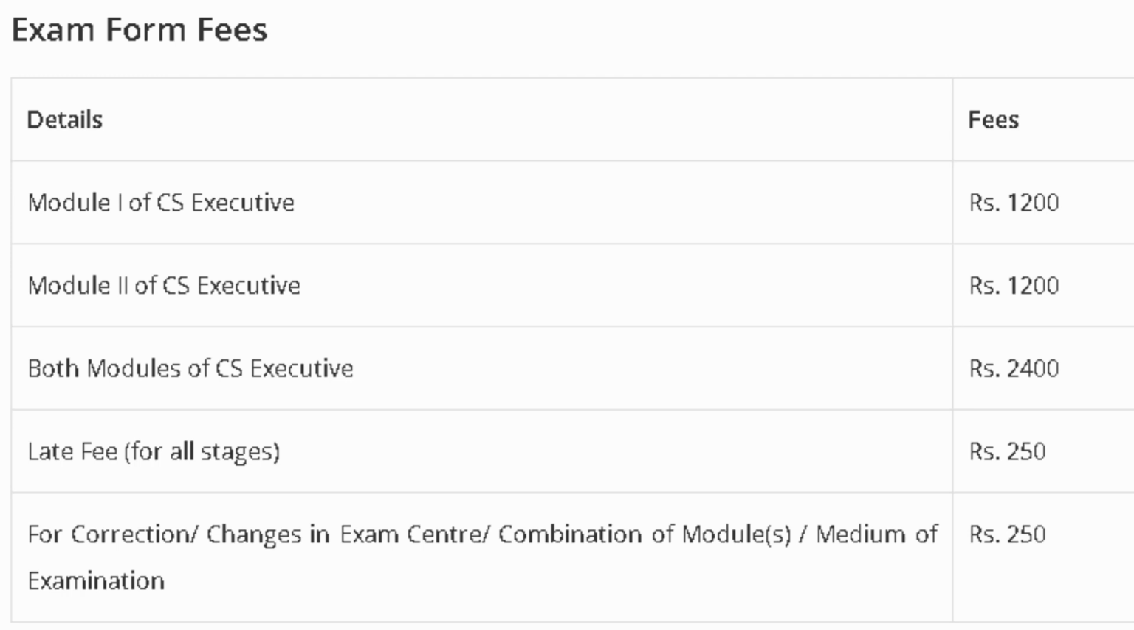But then how do you make the calculation? If it is module 1 and module 2, so 1200 plus 1200, it is 2400. The deadline date is September 25th. What happens if I don't pay by September 25th? If you are appearing for both modules, you have an extension of date to pay the fees up to the last date of 10th of October.